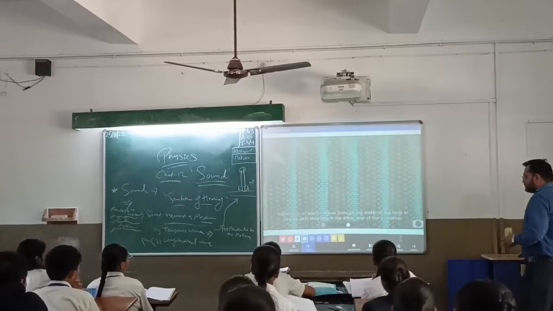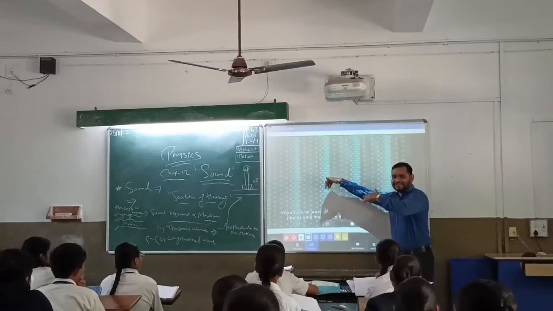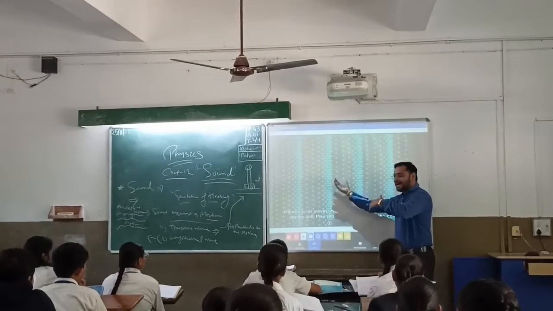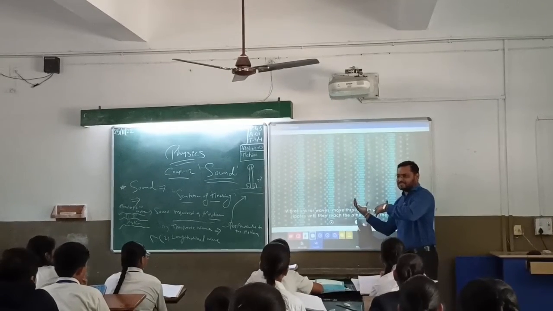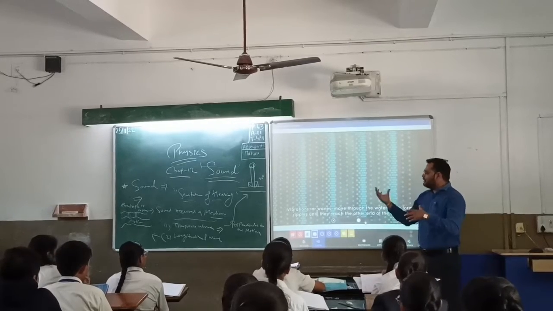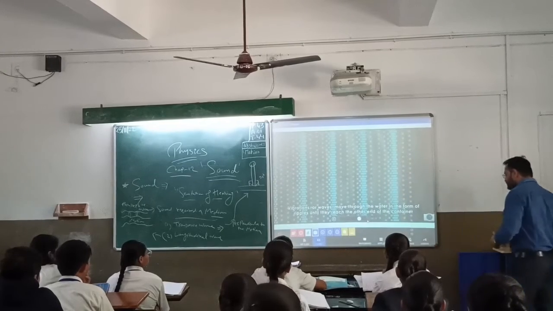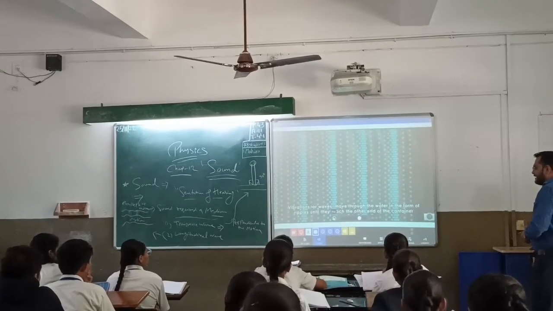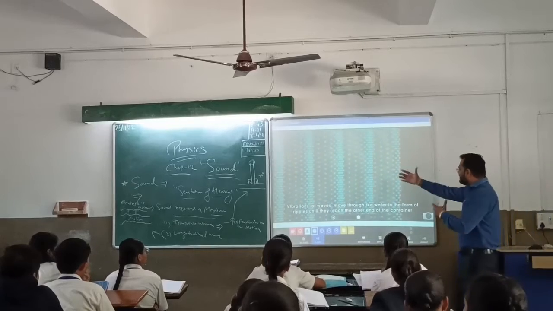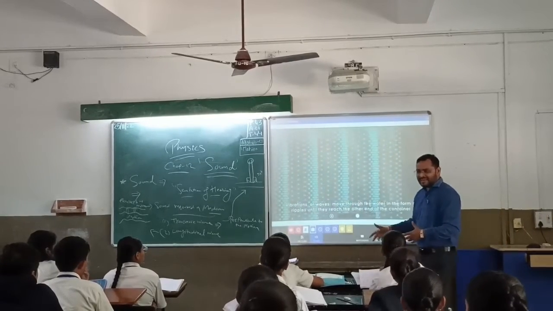In this way, the vibrations of the tuning fork inside the water change the water layers. That is the figure, an example of how the vibrations occur in the water layers. See this one: some molecules are there, and intermolecular forces are there. The vibrations move through the water in the form of ripples until they reach the other side of the container.